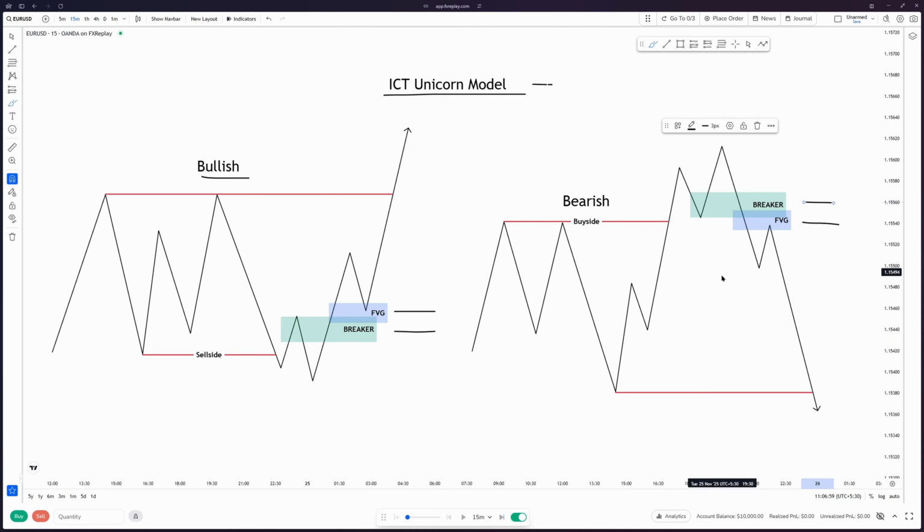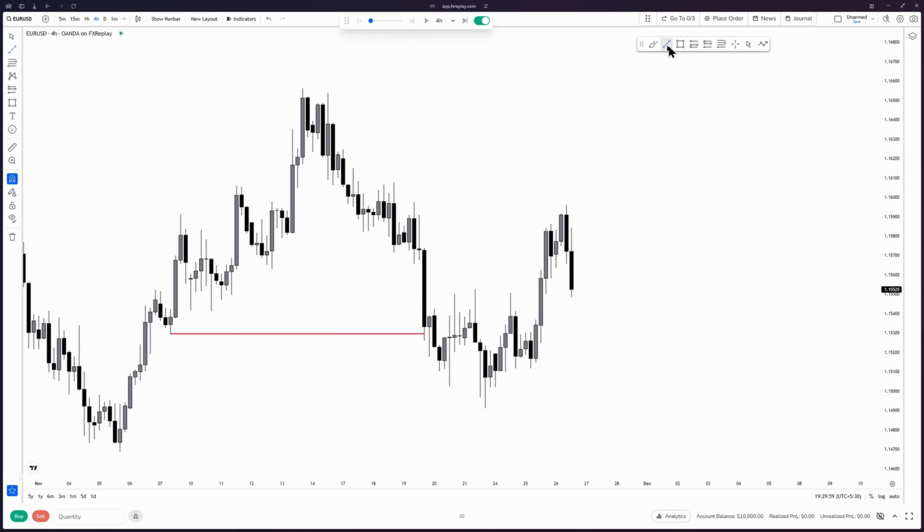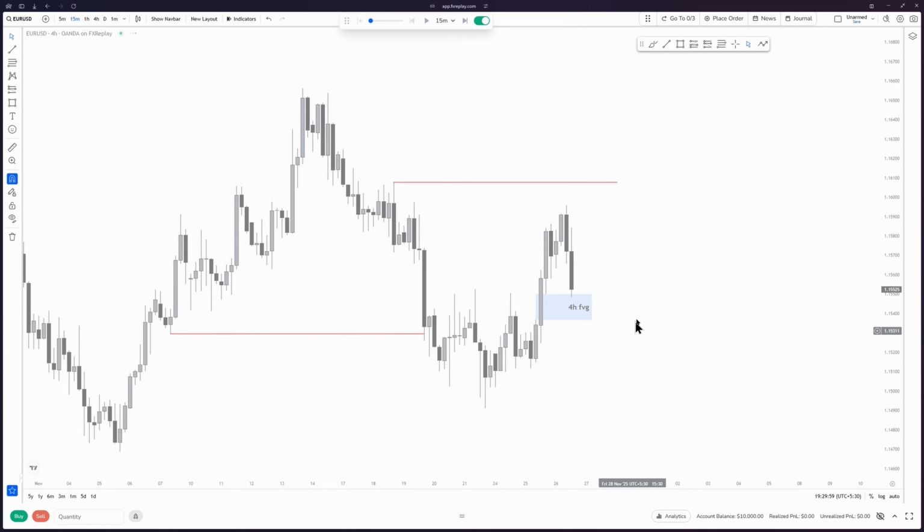As you all know, liquidity and bias are mandatory for every ICT concept. Now let's hop onto the charts and I will show you how to apply this model. Now look at this current price action. Let's identify our bias first. We are on the 4-hour time frame, and we have a sell-side liquidity sweep. Then we have a high resting above, acting as our buy-side liquidity. We also have a 4-hour bullish fair value gap, where price is currently retracing. So this is enough to tell us that our bias is clearly bullish.